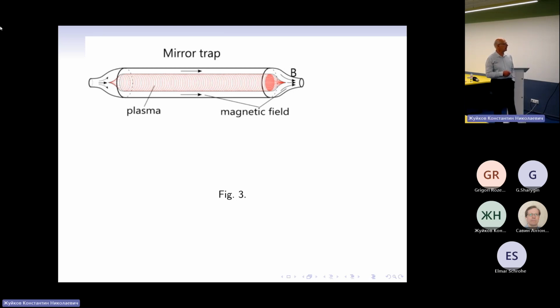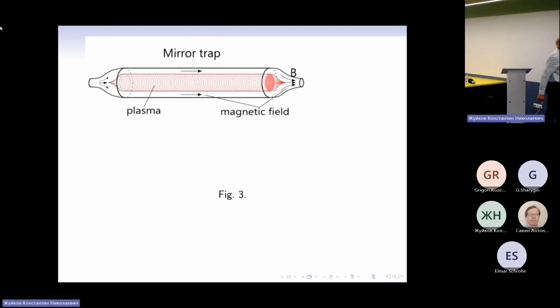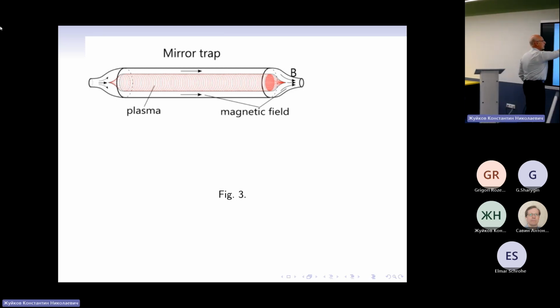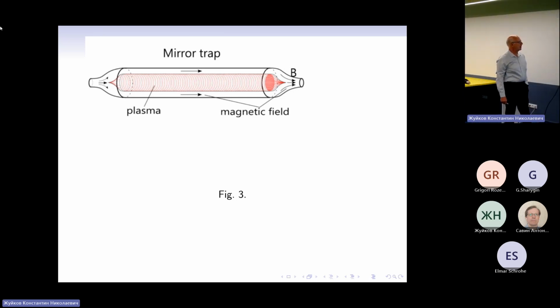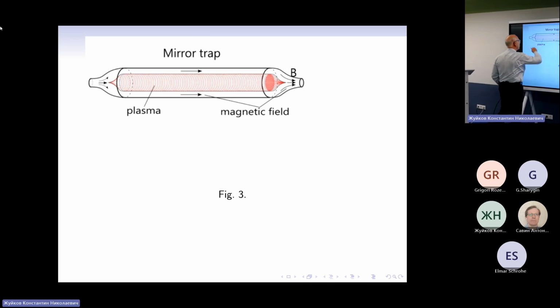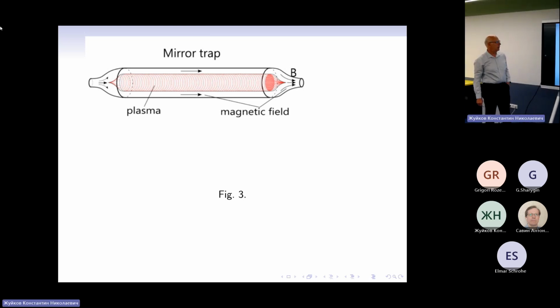This magnetic trap was invented at the Institute of Nuclear Physics in Novosibirsk by Academician Budker and his pupils, and it still works now. It has the shape of a long cylinder, and in the middle cylindrical part we have a magnetic field which is homogeneous and directed along the axis of the cylinder. At the ends, it becomes narrower, and this is the so-called open magnetic trap.